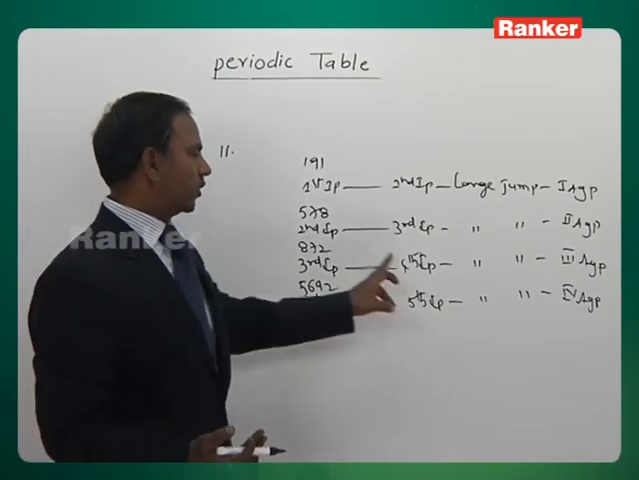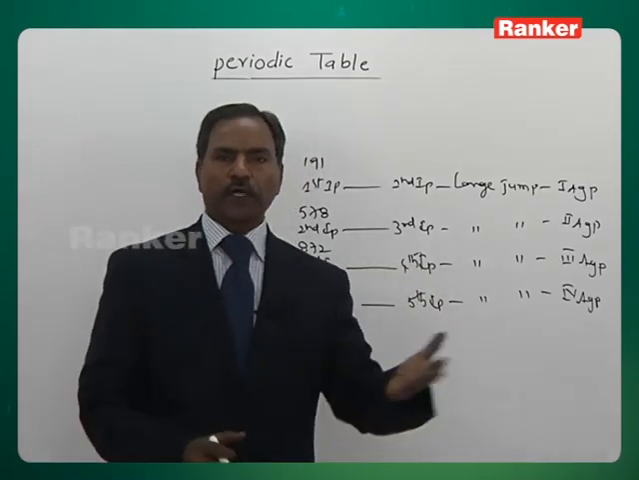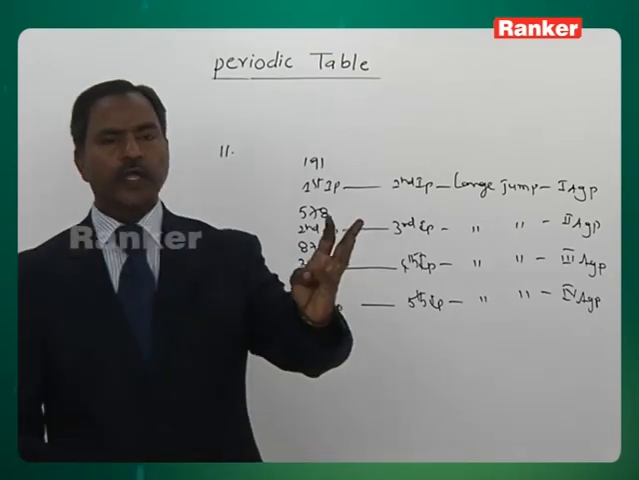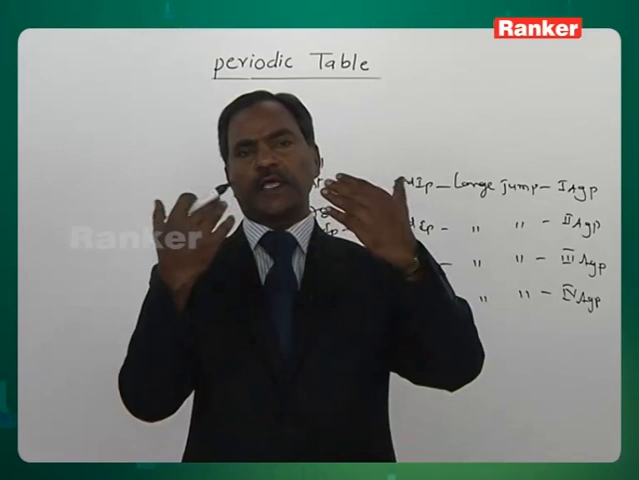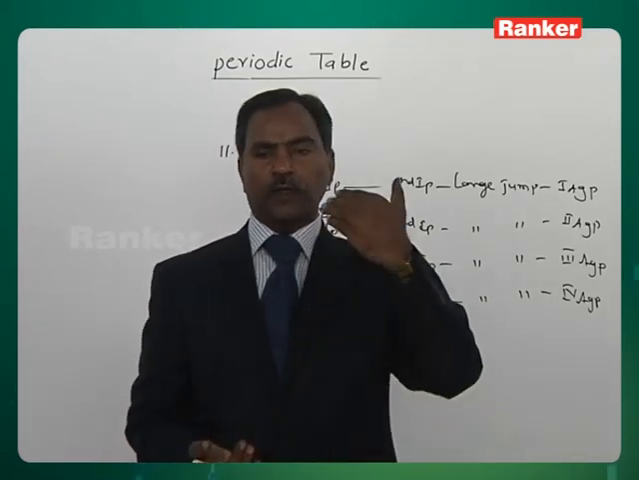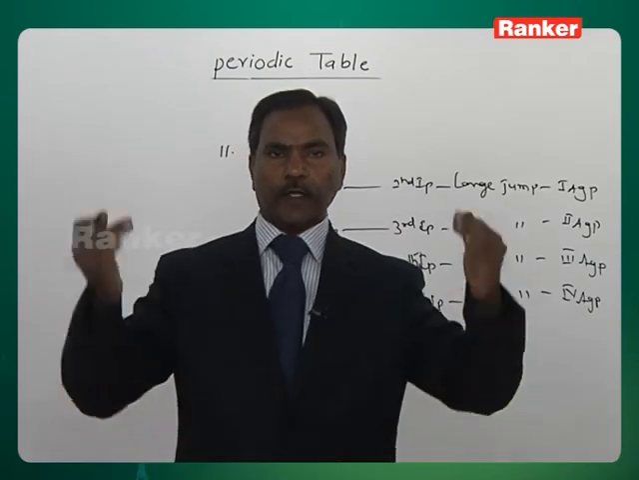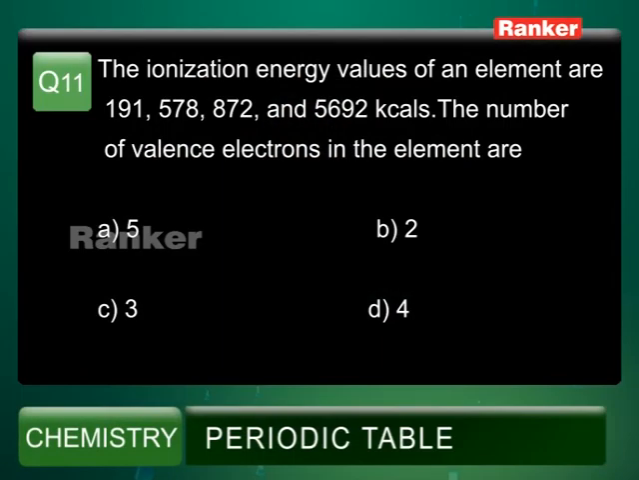For third IP to fourth IP, a large difference is there, that particular element belongs to which group? Third A group. First A group carries 1 valence electron, second A group carries 2 valence electrons, third A group carries 3 valence electrons. Then with a large difference from third IP to fourth IP, that element belongs to third A group carrying 3 valence electrons. Therefore, the 11th question, answer is C.